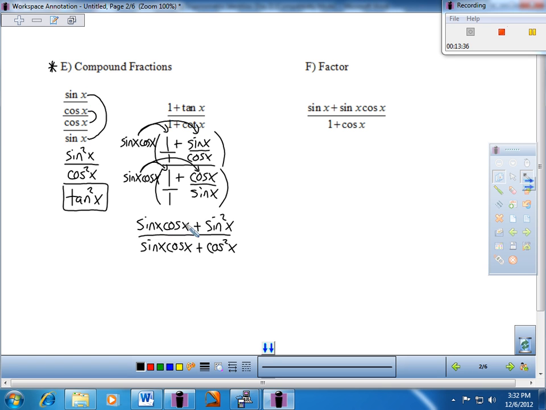And I'm hoping everybody sees, look at the top, everyone focus on that top, and I see that there is a sine in both those terms. I'm going to factor out a sine, and if I factor out sine, I get cosine of x plus sine of x.